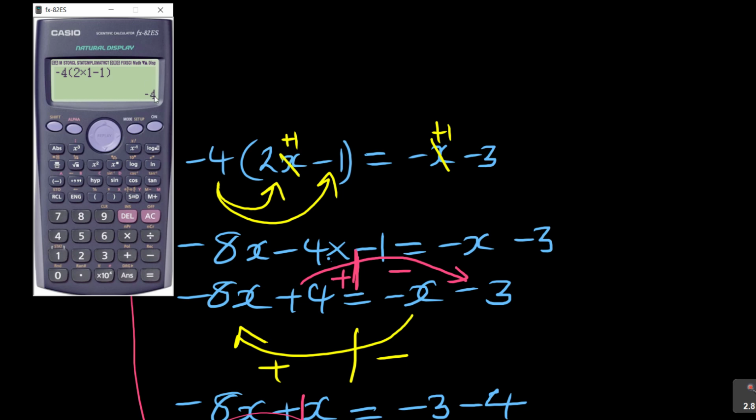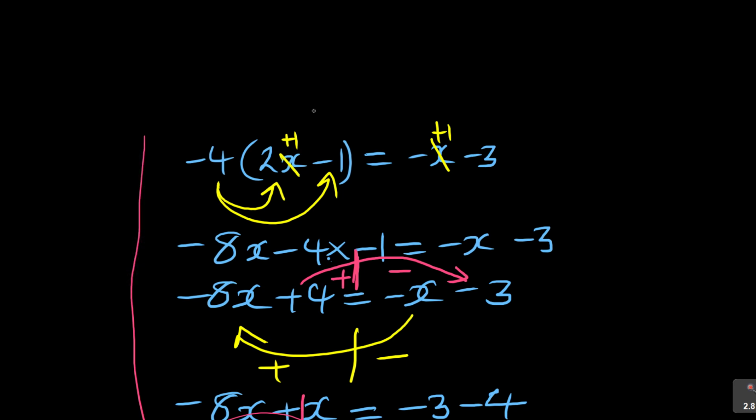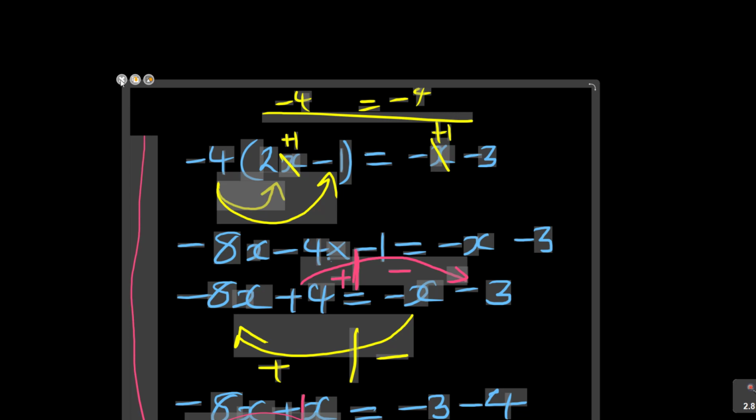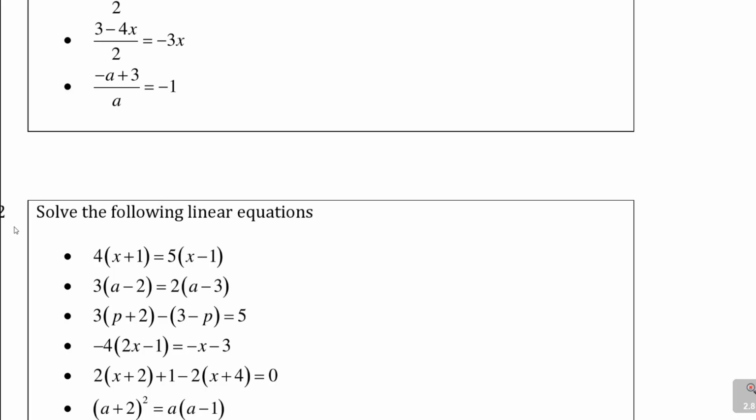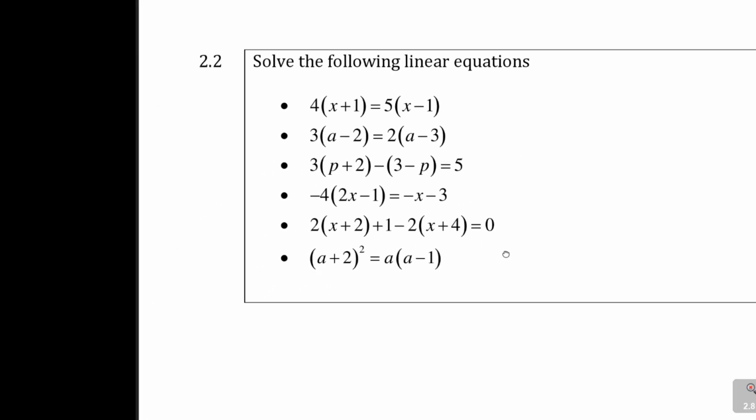It gives me minus 4. On the other side, minus 1 minus 3. Not 11, it's minus 1. It gives us minus 4. You see, minus 4 is equal to minus 4. Left hand side, right hand side. So I think it was a matter of me not actually doing the right thing in terms of that error.